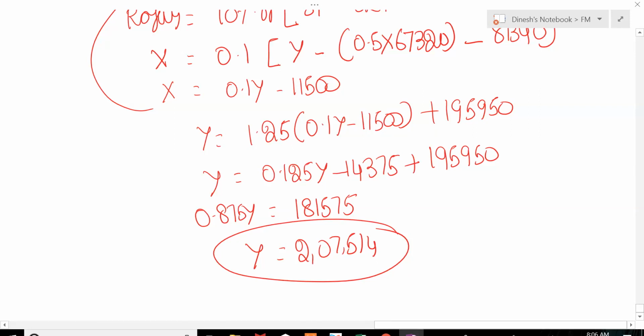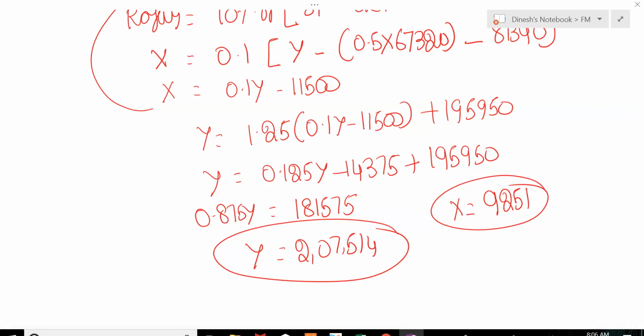You can also get the royalty figure. What will be the royalty number? 9251. So the royalty will be 9251 and overall price is 207,514. Any doubts on this? Cost of manufacturing will become 1,66,011 when you add the royalty, and with the profit margin you will fix a price of 207,514. Any doubts in this? Can you proceed? Clear?